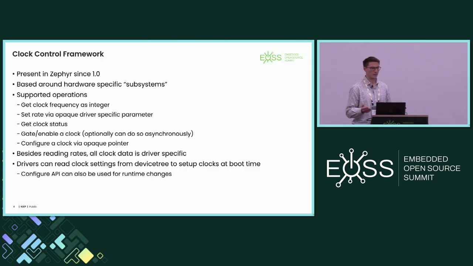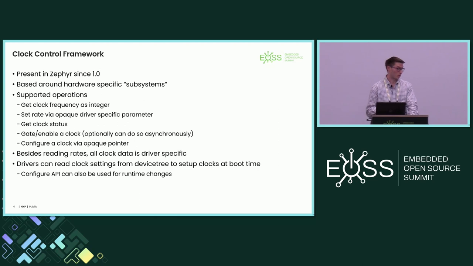So first, just an overview of what we have right now in the clock control framework. This framework has been around since, as far as I know, this goes long before me and Zephyr, I think since the beginning. And it's based around the idea of hardware-specific subsystems. These subsystems are effectively an opaque pointer that you pass through from your clock consumer down to your clock driver. So what do we support? We support the ability to get a clock frequency as an integer. It's very straightforward, just getting the frequency in hertz.